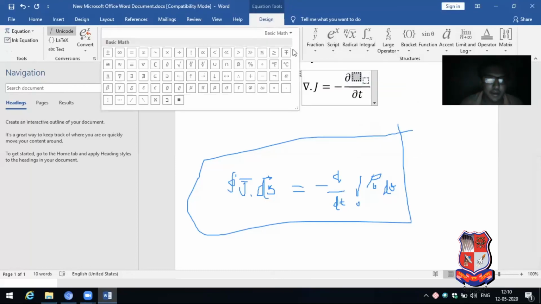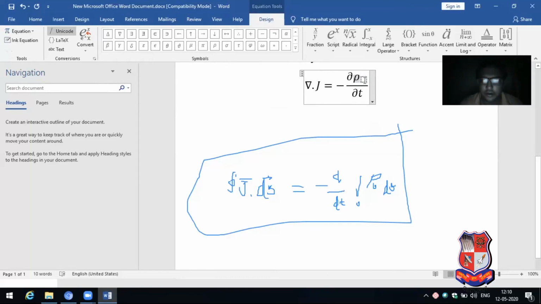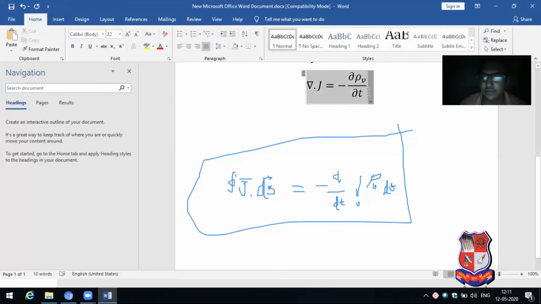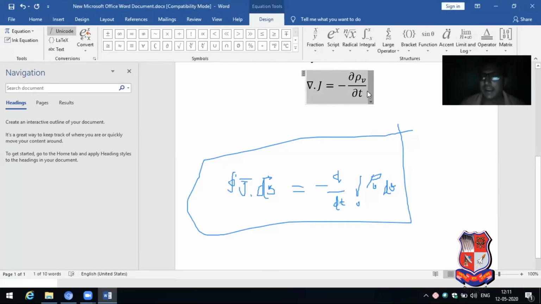Del dot J equal to minus del rho v by del t. It is the point form of the continuity equation. In the MCQ examination, if a question is asked directly, like what is the point form of the continuity equation, at that time this is the answer. So please try to prepare very carefully. It is the answer.